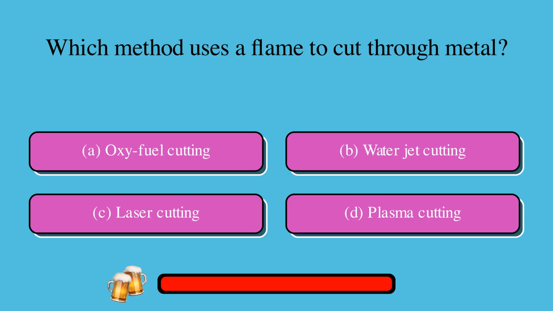Which method uses a flame to cut through metal? Is it A. Oxy-fuel cutting, or B. Water jet cutting, or C. Laser cutting, or D. Plasma cutting? The correct answer is A. Oxy-fuel cutting.